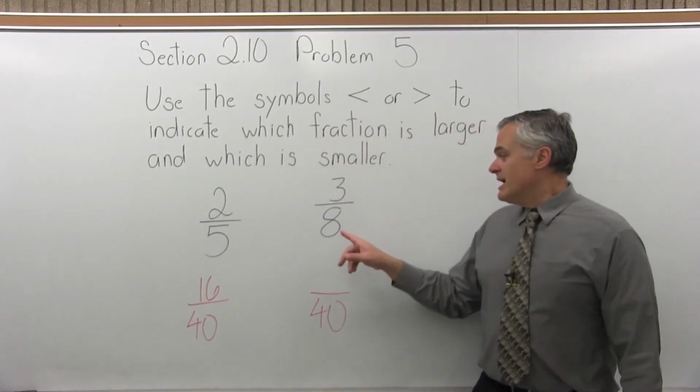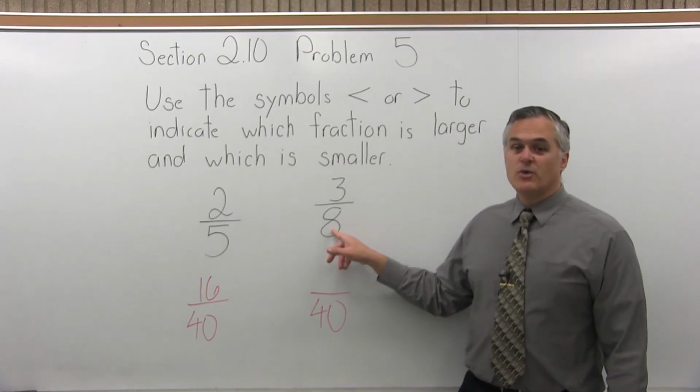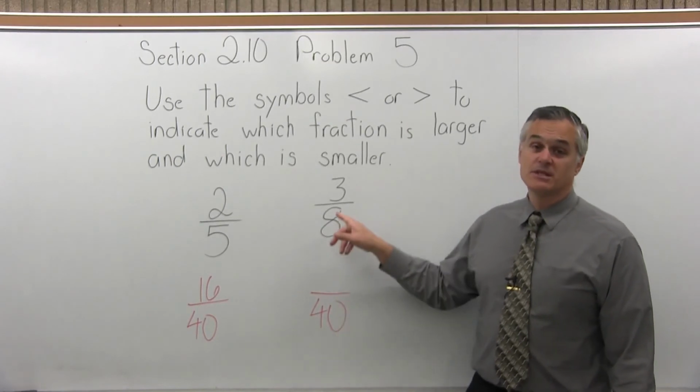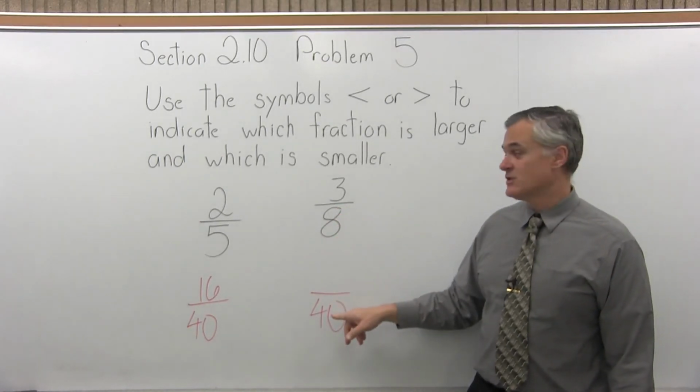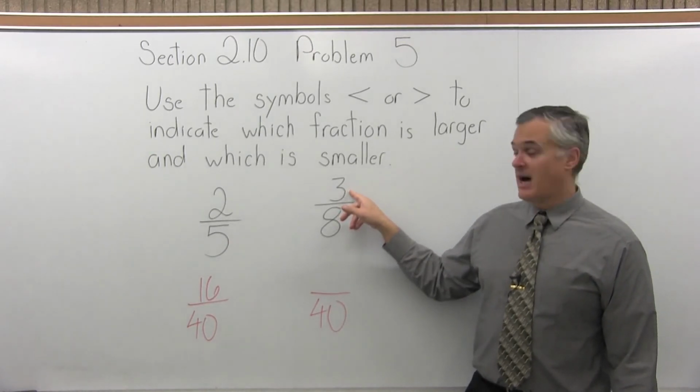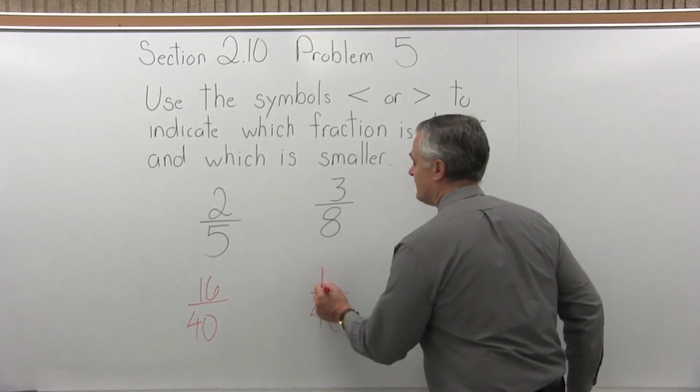And now for the 3/8, if I look at what the denominator was, it was 8. It got multiplied times something to create a 40. It must have been times 5. 8 times 5 is 40. So the numerator of 3 would be multiplied times the same amount of 5. 3 times 5 is 15.